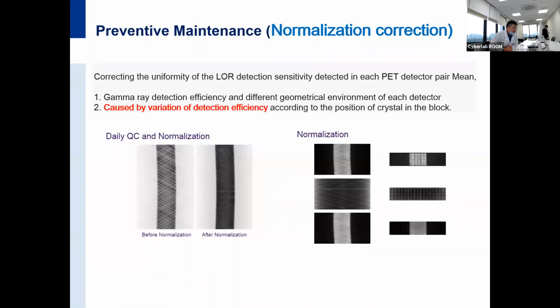So this corrects the uniformity of error in detection sensitivity for each detector pair, meaning the gamma ray detection efficiency and the different geometrical environment of each detector, temperature, and our system. For instance, our system uses water and temperature arrangement. This is caused by the variation of detection efficiency according to the position of the crystal in the block. These are the normalization images, before normalization and after normalization. You can see the difference.